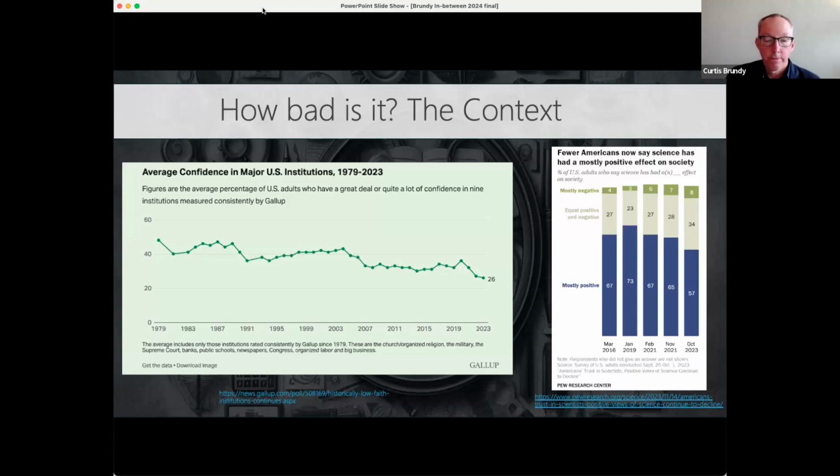And what these charts show here is already the trust that folks in the United States have in their US institutions is headed toward historic lows. And not only that, but from the Pew Research Center, that chart on the right, fewer Americans now say that science is even having a positive effect on society. So that is the backdrop that the paper mill crisis is unfolding against. Already a distrustful public, already a lot of division, already not a great situation.